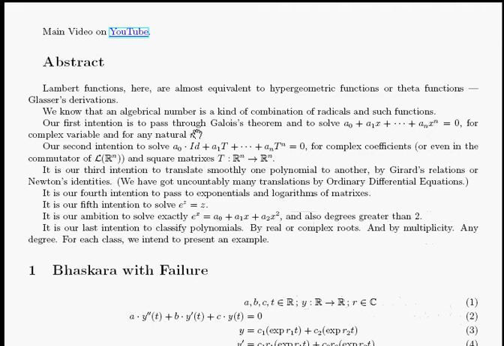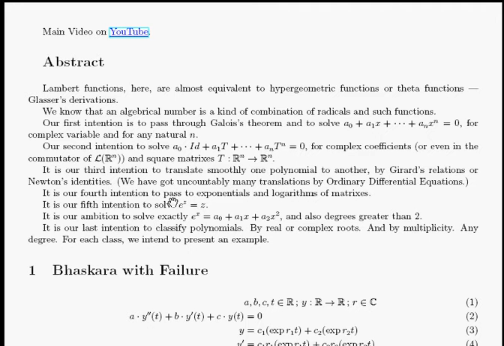We have the intention to pass through Galois theorem and solve polynomial equals to 0 for complex variable and for any natural n. We intend to solve polynomial of T equals to 0 for complex coefficients or even in the commutator of linear transformations of squared matrices T from Rn to Rn. We intend to translate smoothly one polynomial to another by Girard's equations or Newton's identities, by ordinary differential equations.